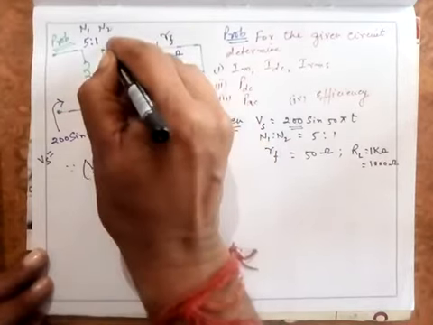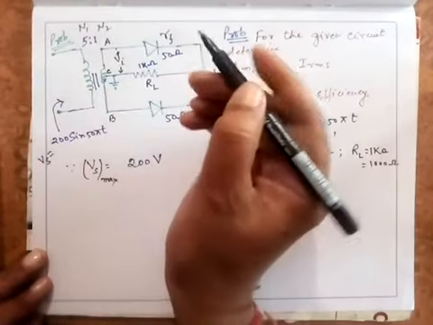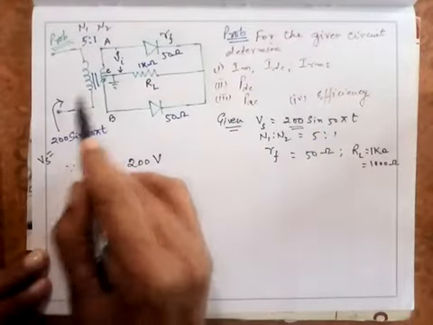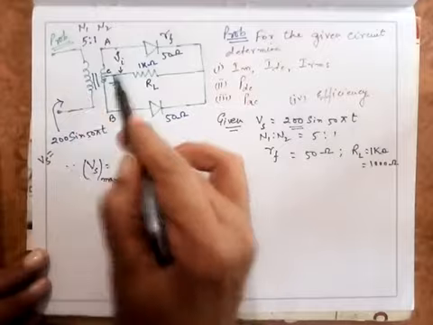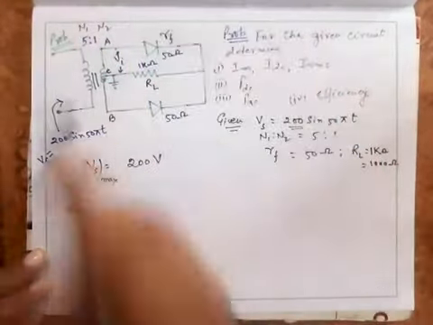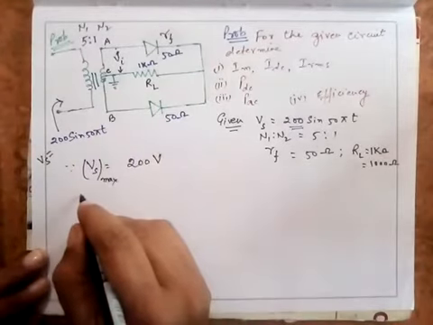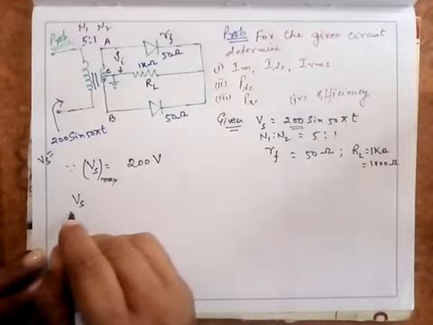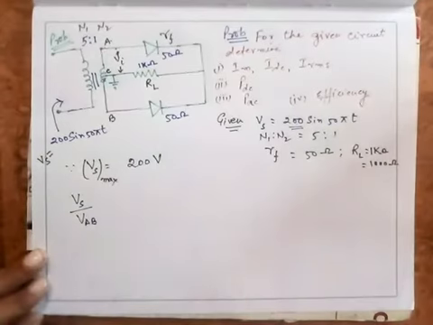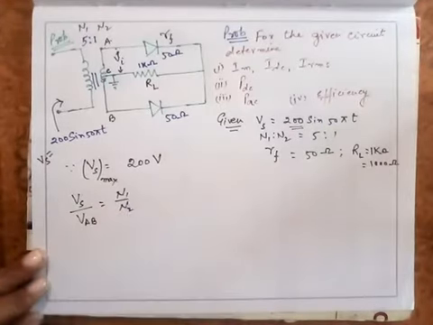And suppose I say that this is point A, this is point B, and this is point C here. So what is the voltage between A and B? It will be the step down version of this transformer. The voltage at the secondary of this transformer will be step down. So I can say that Vs upon VAB, voltage between A and B, will be equal to the turns ratio N1 upon N2.